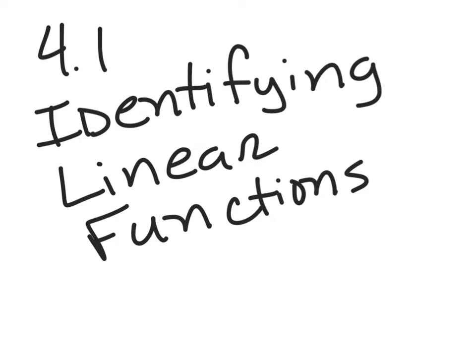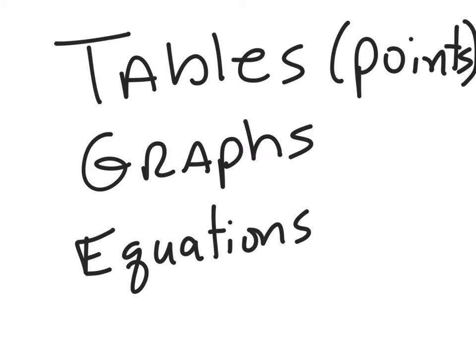Okay, we're going to go over section 4.1. I just want you to copy down the answers as much as you can. This section deals with identifying linear functions. You're going to see tables, graphs, and equations. Sometimes the tables are going to be in the form of coordinate points. The graphs will be various types of graphs, and the equations could also come in the form of functions.